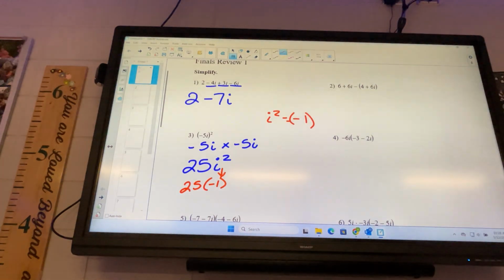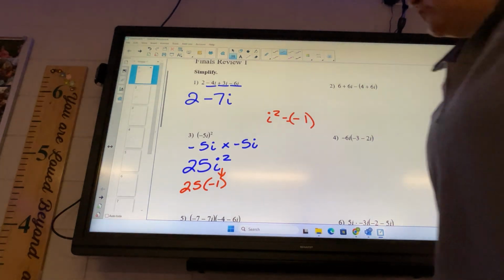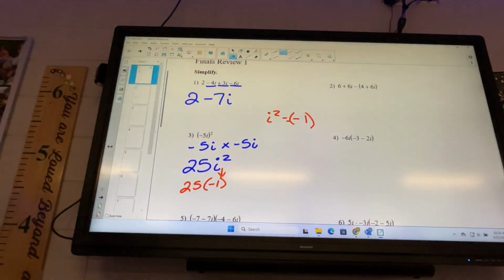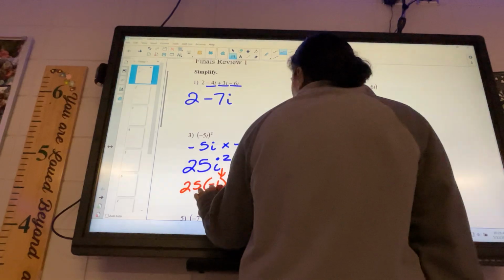Well, what do you think you do with those two things? We can put it in the calculator. It really means just times. 25 times -1 is -25. So that's my answer, -25.